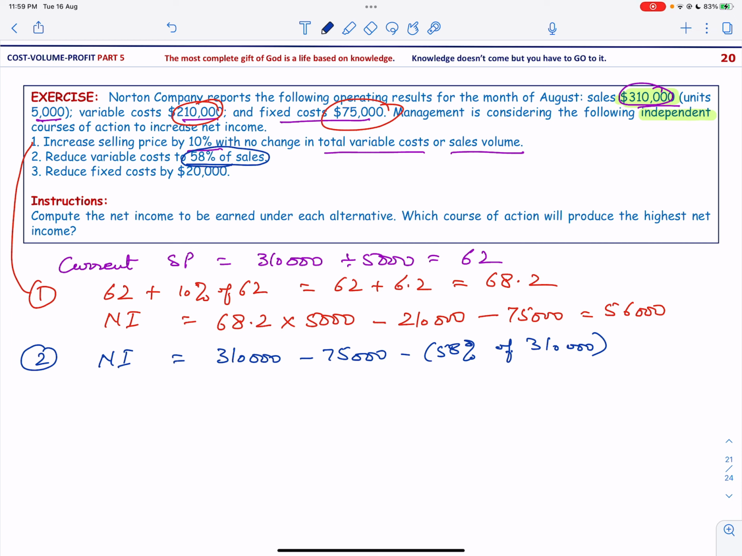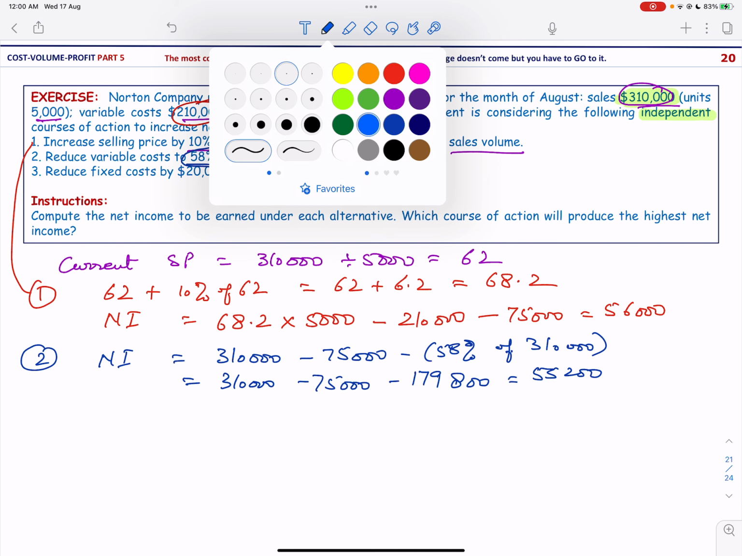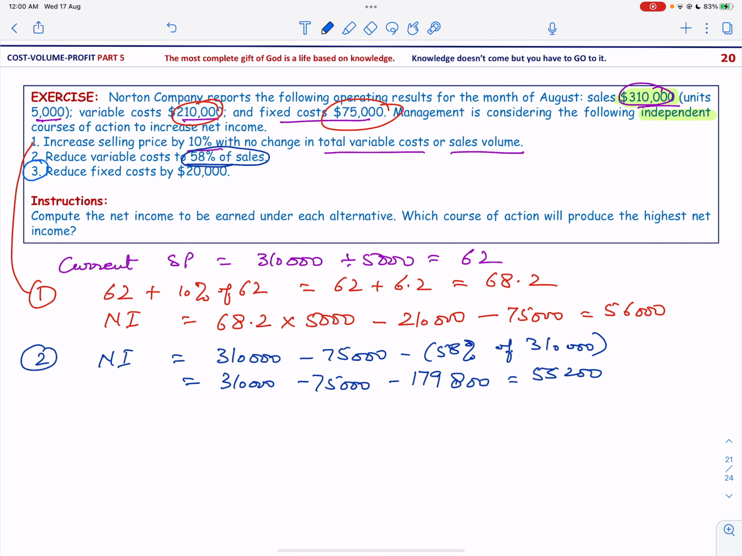So this will be 310,000 minus 75,000 minus 179,800. So this is equal to 55,200. We go to number C now. Number 3, they reduce the fixed cost by 20,000.